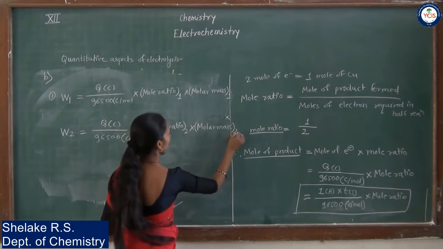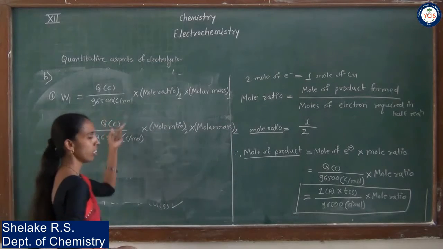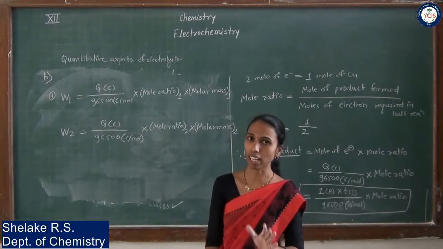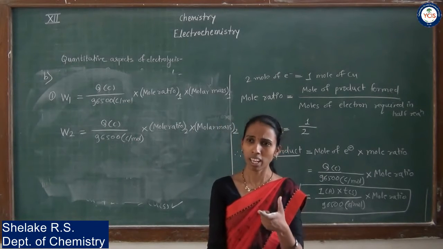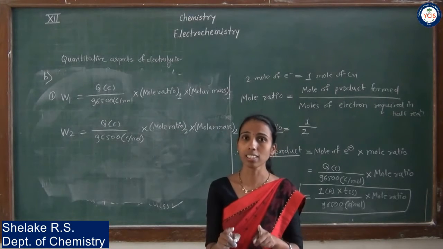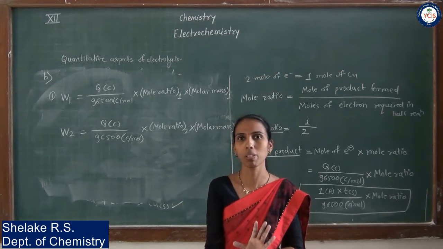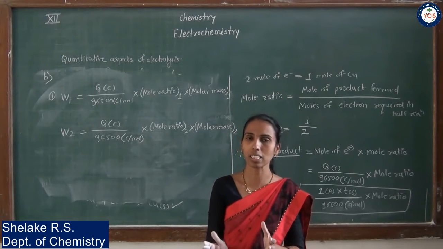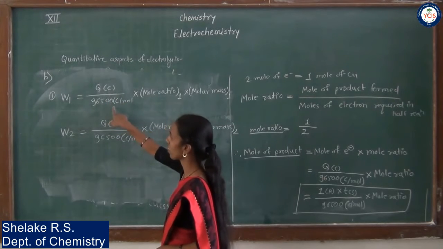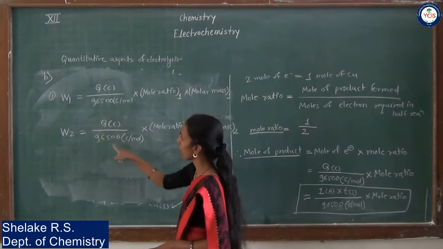So I will write here 2. Now from these two formulas, at the start I told you that two cells are connected in series, so the amount of electricity passed through the cells will be the same. Means this value, Q upon 96500, will remain the same.